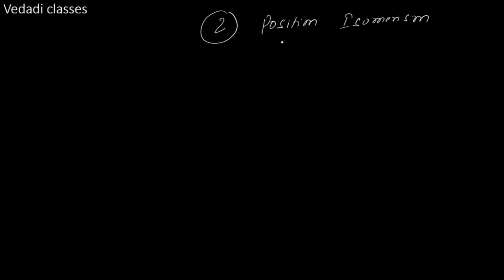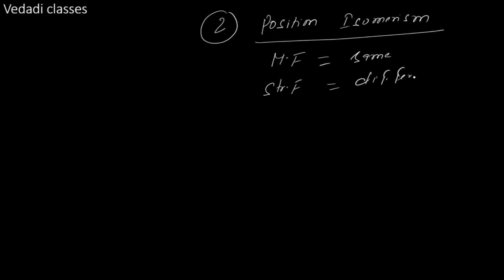Now we'll discuss position isomerism. Second one is the position isomerism. So what is position isomerism? Again, since it is a part of structural isomerism, the molecular formula will be the same. The structural formula will be different. Why will it be different? It will be different due to the different position of the same functional group.